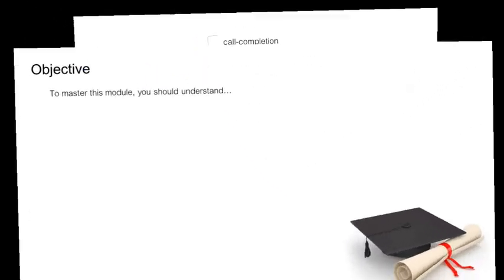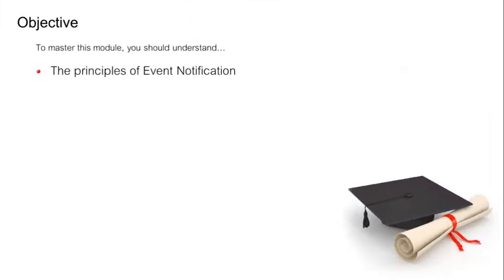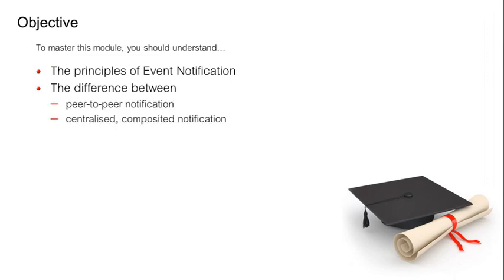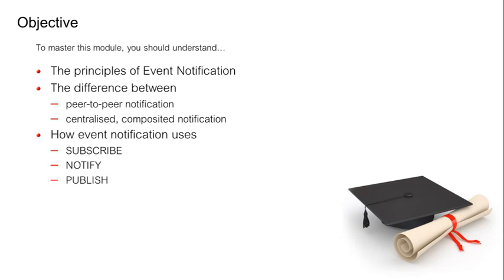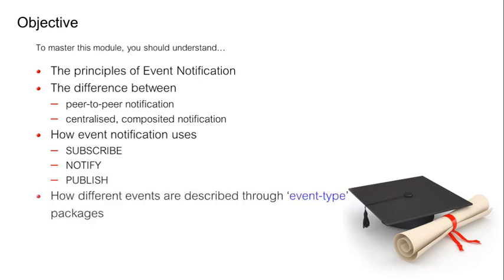By the time we're done, you should understand the principles of event notification, the difference between peer-to-peer notification and centralized composited notification, how event notification uses subscribe, notify and publish requests in its signaling, and how different events are described through packages called event types.